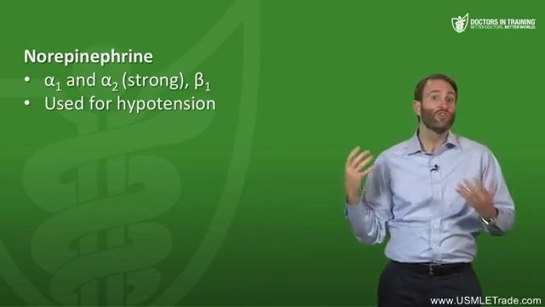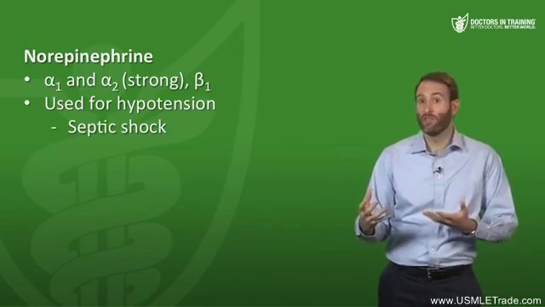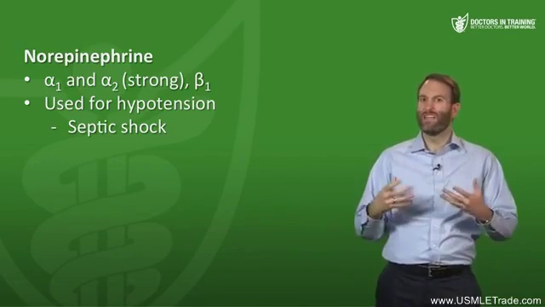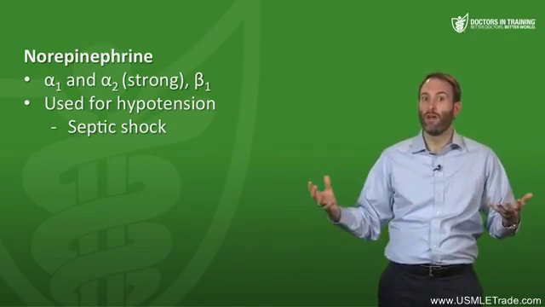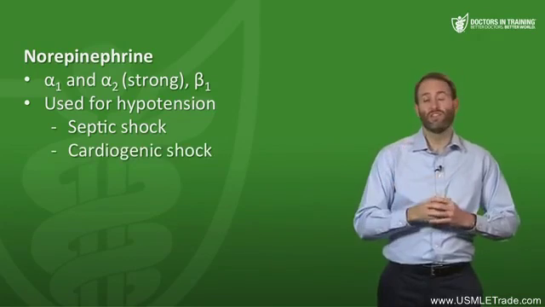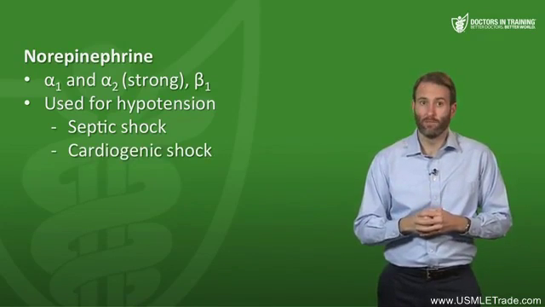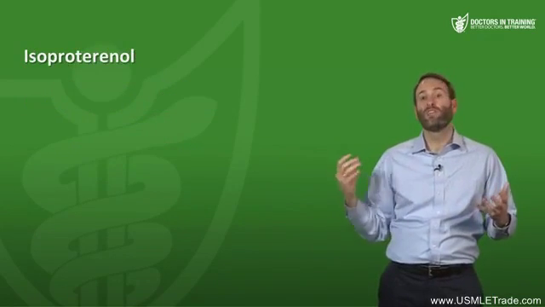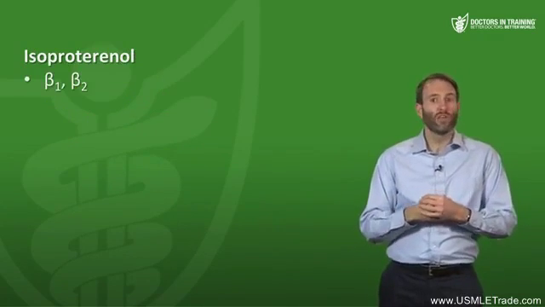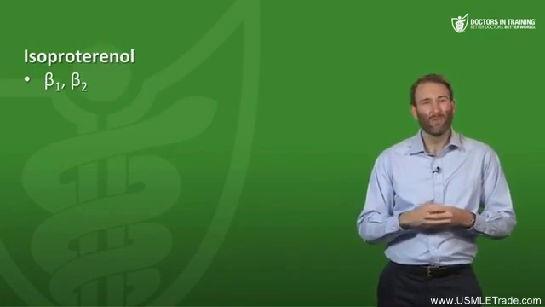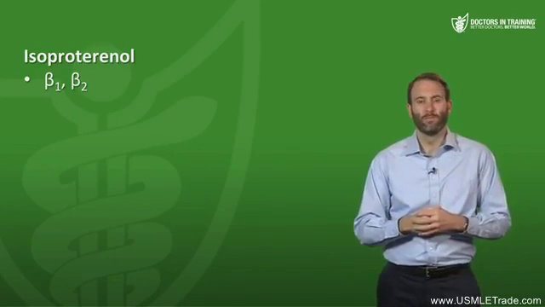But norepinephrine is usually first line for something like septic shock because in septic shock, you have a lot of significant vasodilation in blood vessels throughout the body and you want to correct that. But also realize that you can use it for cardiogenic shock as well. Next, we have isoproterenol. Isoproterenol really is only going to work on beta-1 and beta-2, and it's really not used clinically very much anymore.